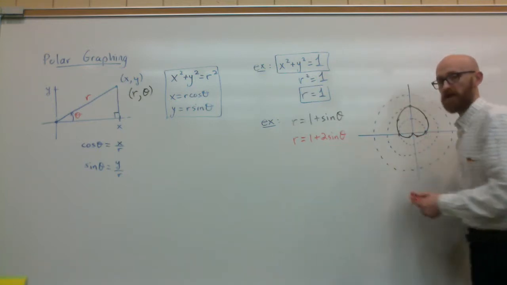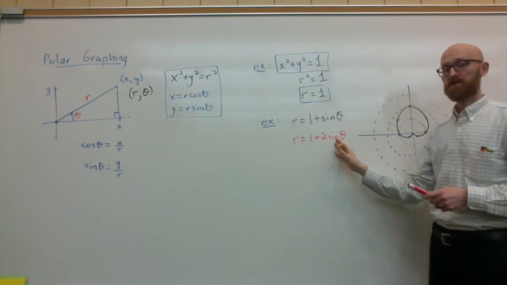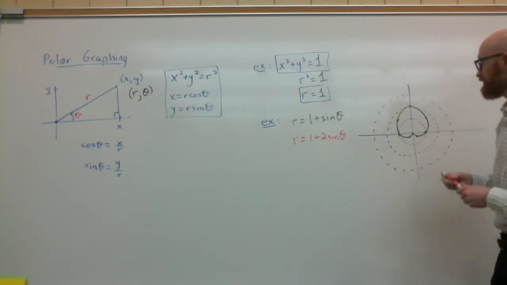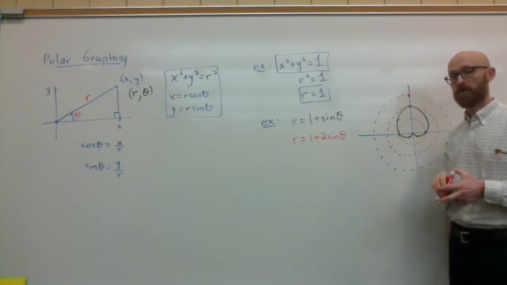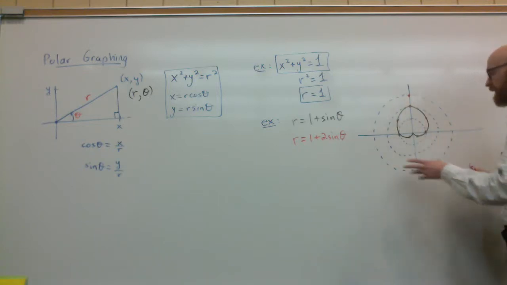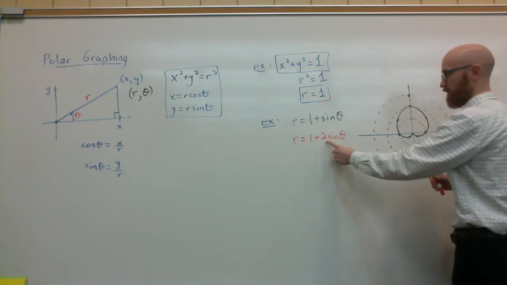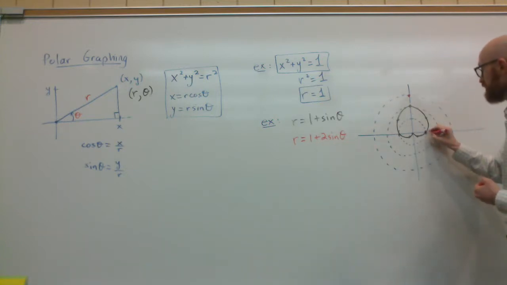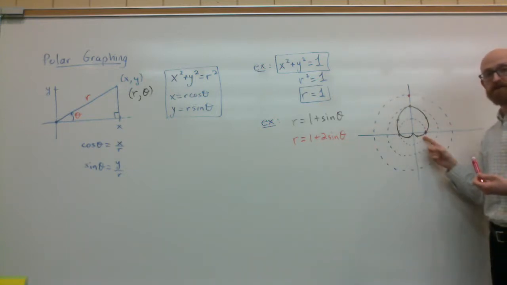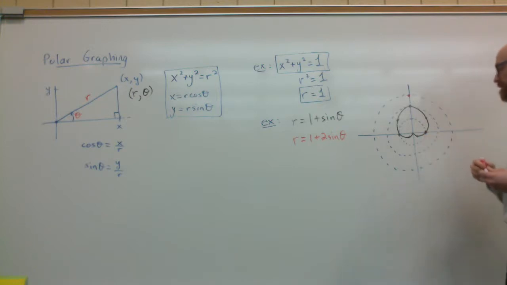Same thing happens with the red one. It'll be 1 plus 2 sine of pi over 2, and that's 1 plus 2, which is 3. So it just makes it a bit further from the origin for that particular value. Let's go back to 0 degrees though. 1 plus 2 sine of 0, that's actually the same exact point, so it's going to be hard for you to see right now, but there's a red point here as well.